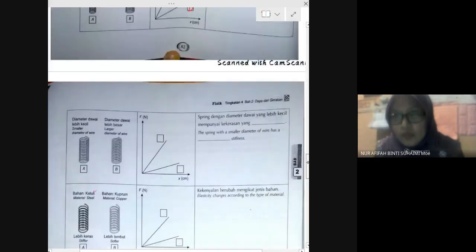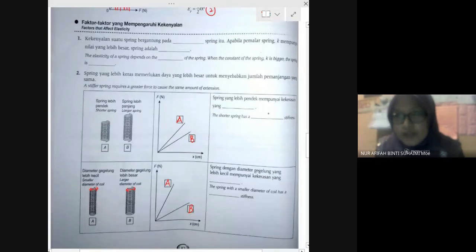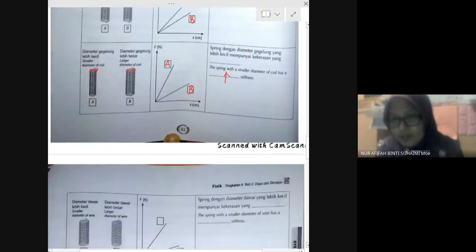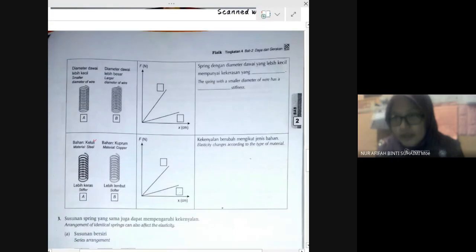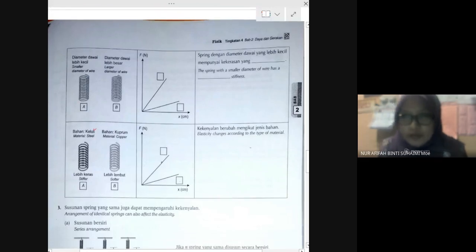So for the stiffness you can use the word higher or larger or bigger. Okay, higher, larger, bigger. Moderate tak ada. Middle tak ada. Either higher, lower, smaller, bigger. Okay, this one next, the third factor.